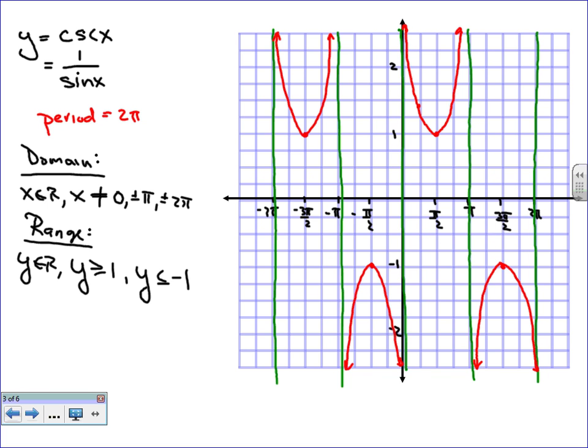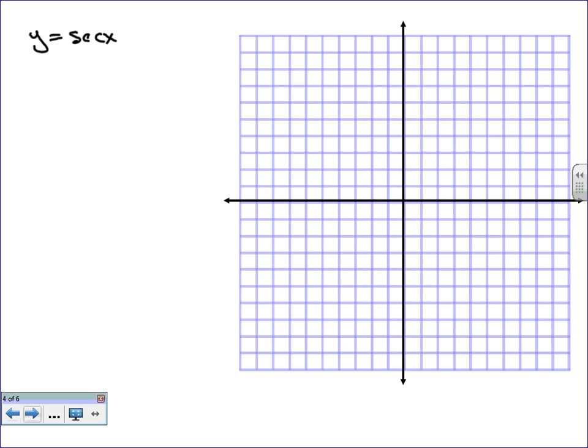Okay, so if I ask you to graph the secant, and depending on which version of the test you get, you will be asked to do this. You have to remember that the secant is the reciprocal of the cosine. So you label your axes.